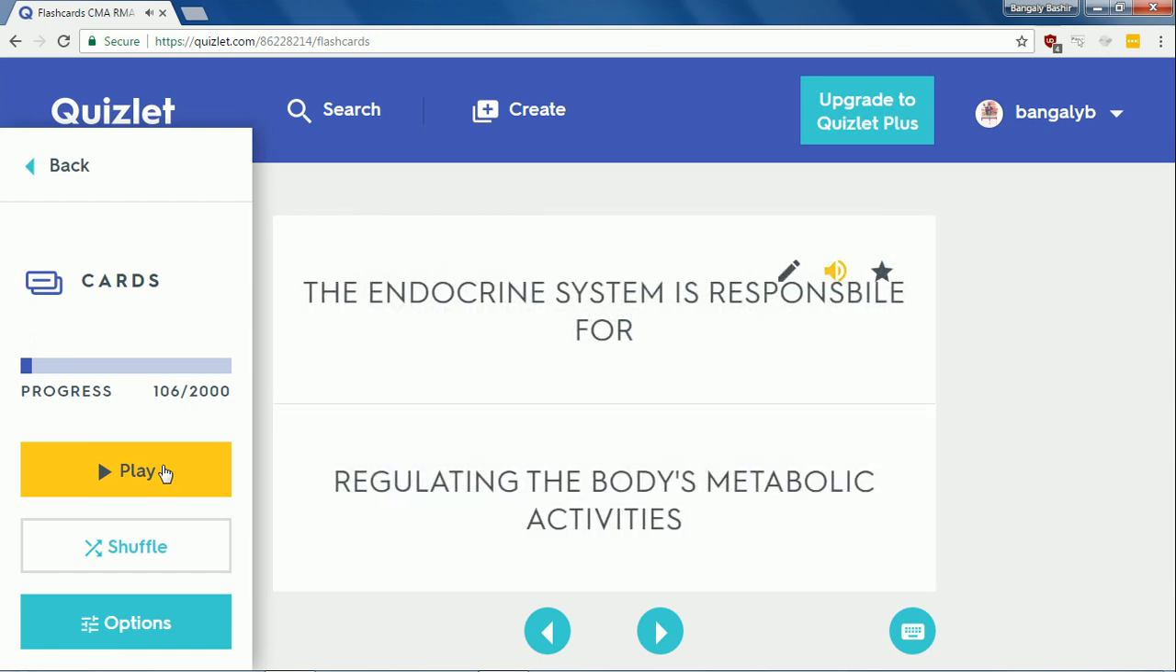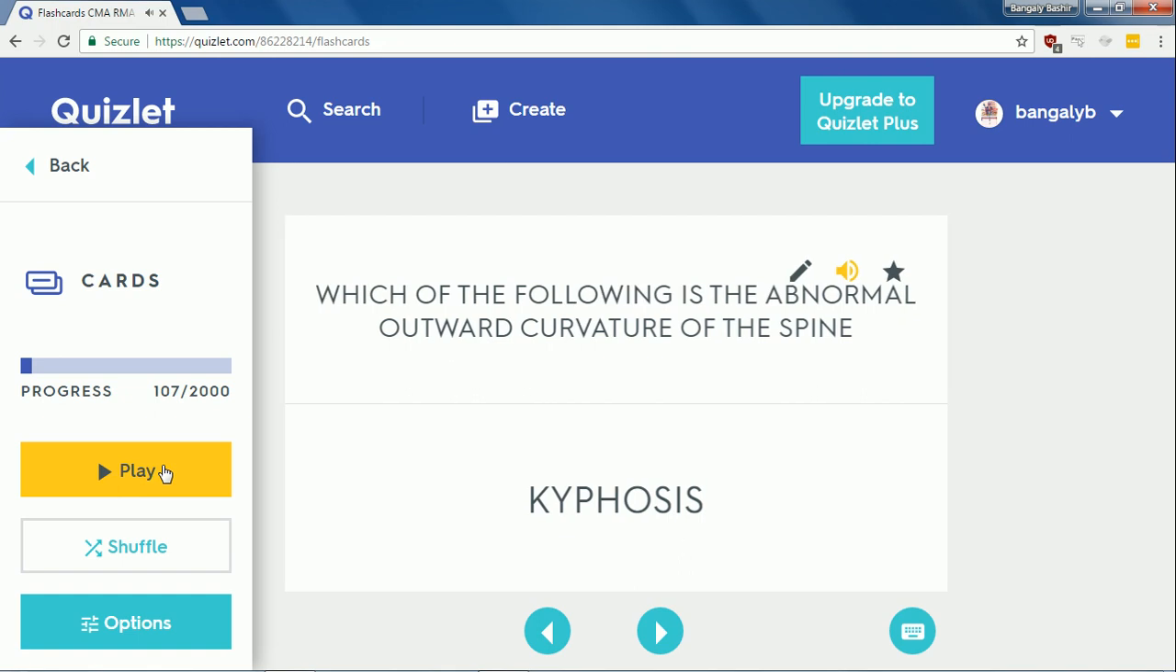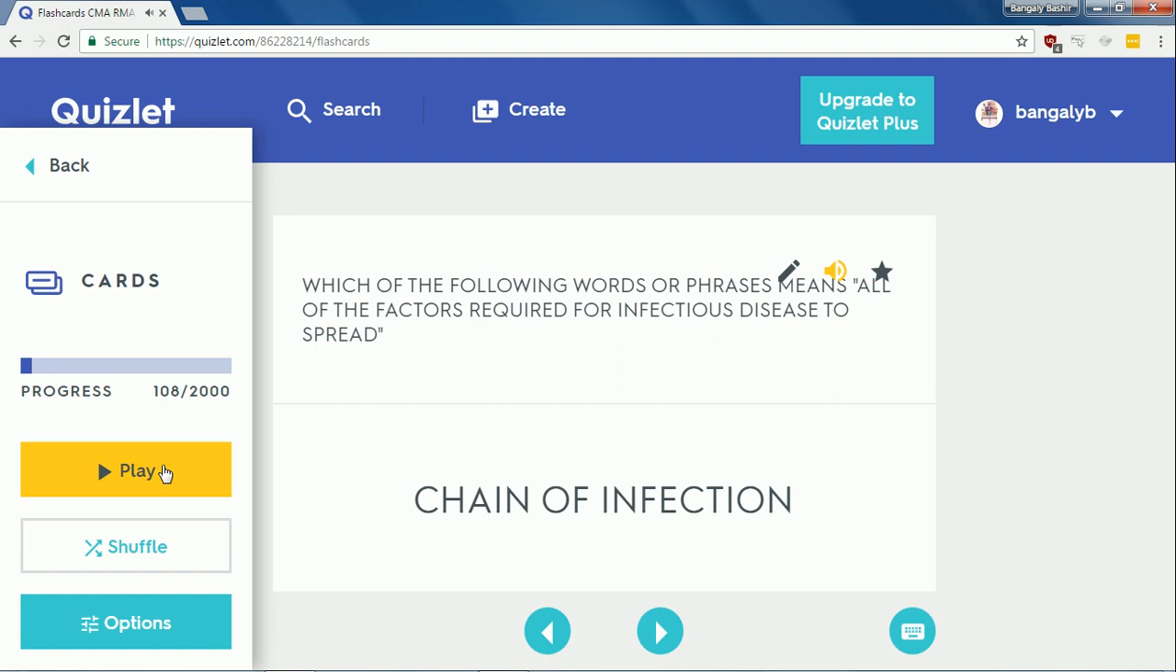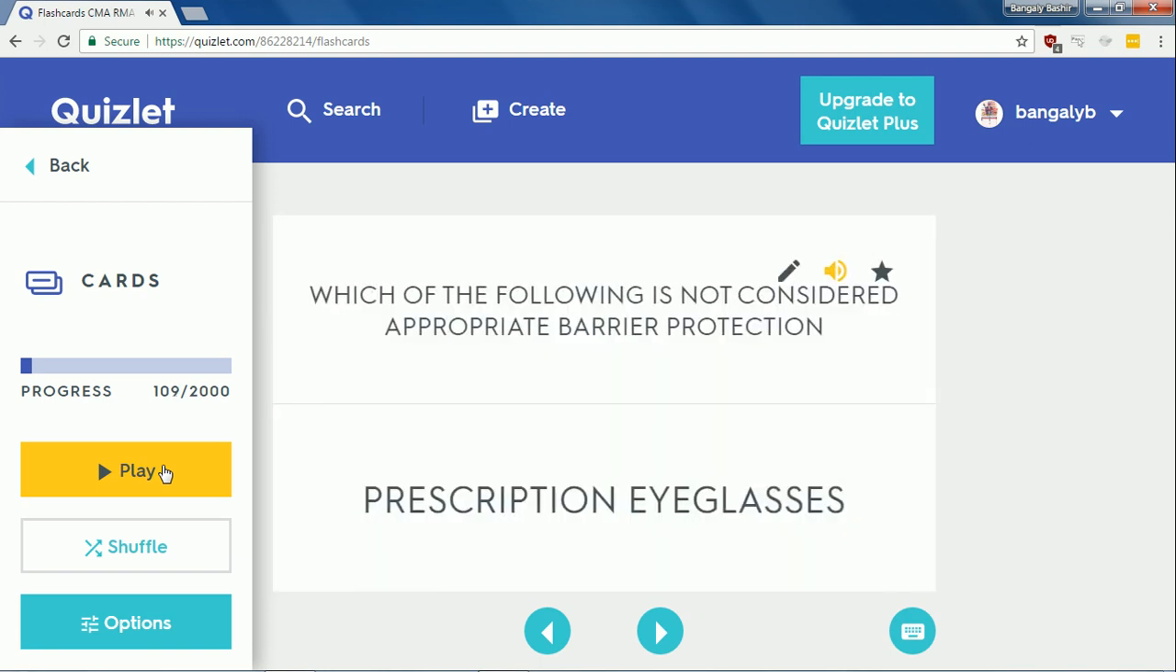The endocrine system is responsible for regulating the body's metabolic activities. Which of the following is the abnormal outward curvature of the spine? Kyphosis. Which of the following words or phrases means all of the factors required for infectious disease to spread? Chain of infection. Which of the following is not considered appropriate barrier protection? Prescription eyeglasses.